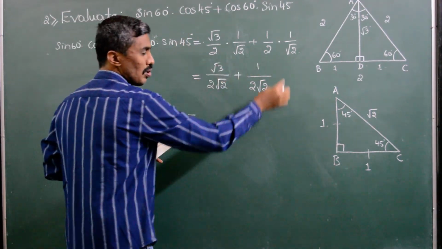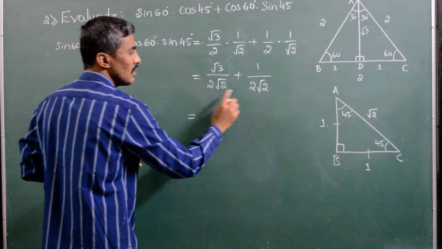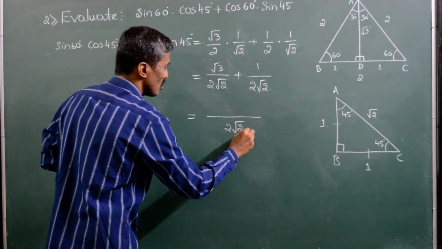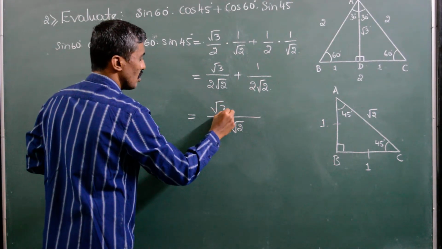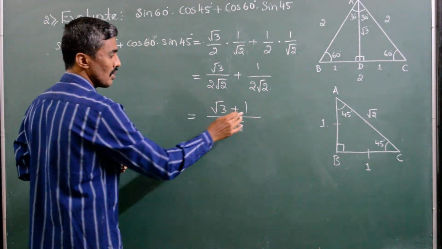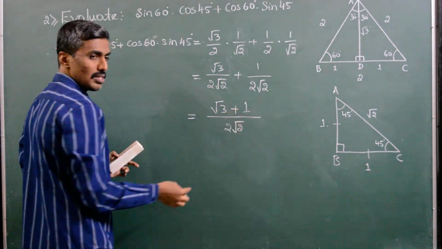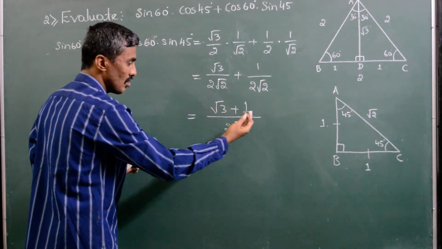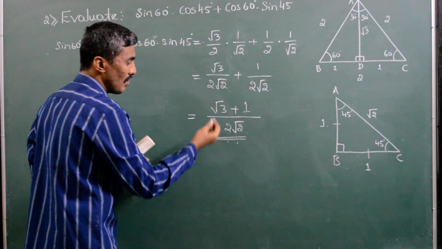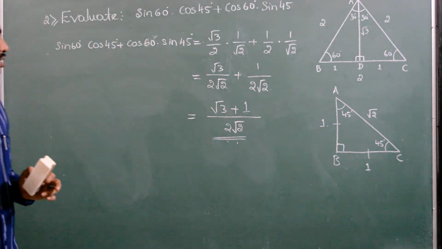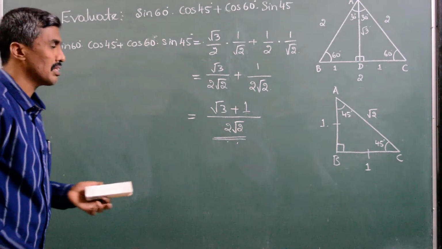Now we have to add these two fractions. Denominators are equal, therefore the LCM is 2 root 2. So root 3 plus 1, numerator as it is. Root 3 is an irrational number, 1 is a rational number. Further we cannot simplify, therefore the value is root 3 plus 1 whole divided by 2 root 2. Now we will move on to the third problem.